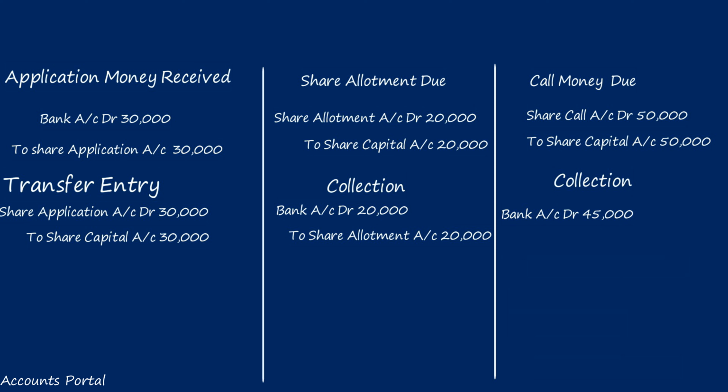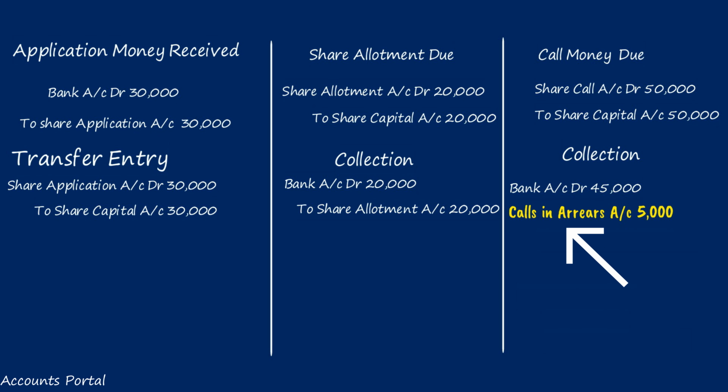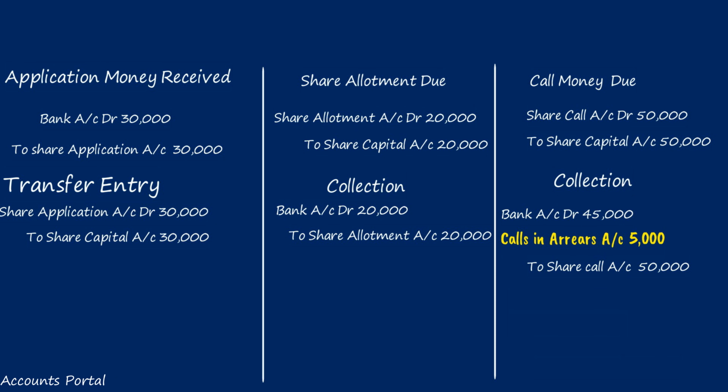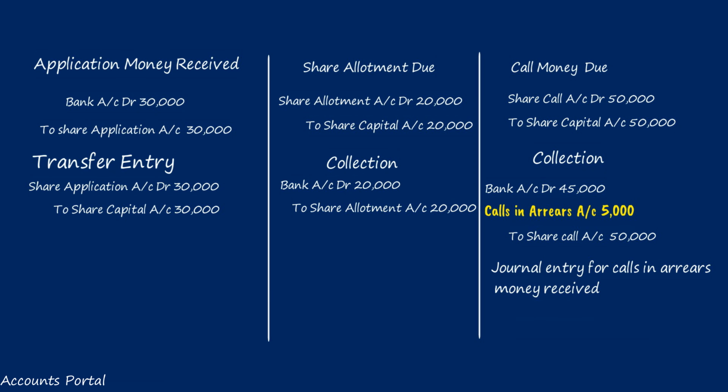45,000. Listen, if a shareholder fails to make a payment either on allotment or on the final call, it should be transferred to a separate account known as calls in arrears. So calls in arrears, how much? 1,000 into 5, 5,000. Calls in arrears amount is a receivable. It is an asset. To share call account, 50,000. Journal entry for calls in arrears money received: Bank account debit to calls in arrears account.